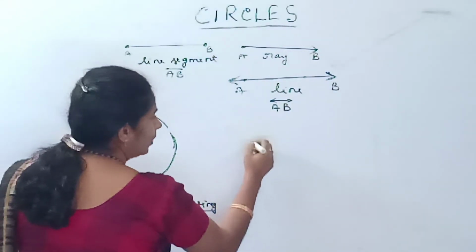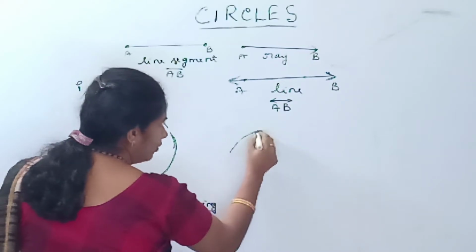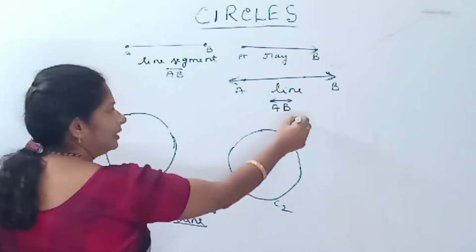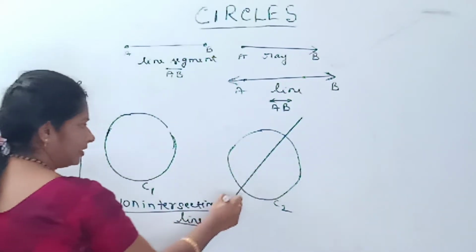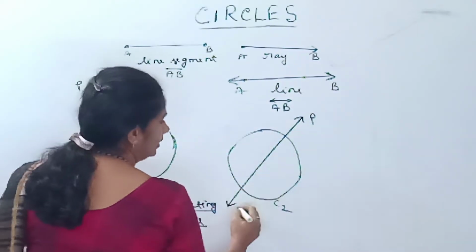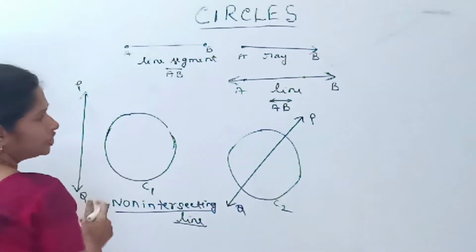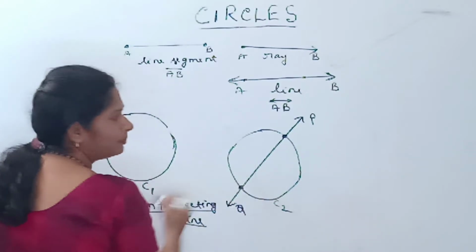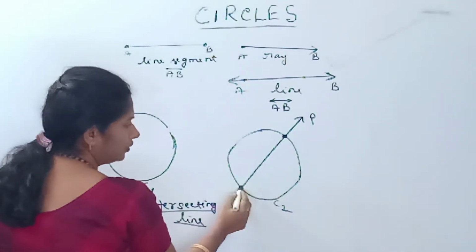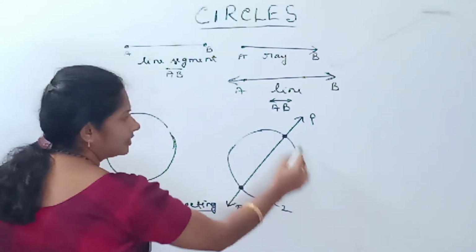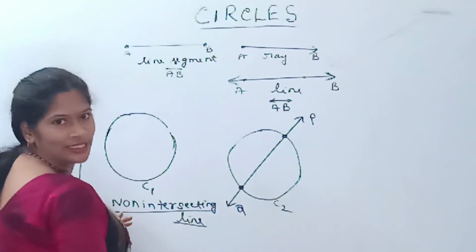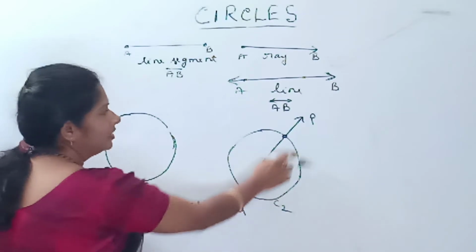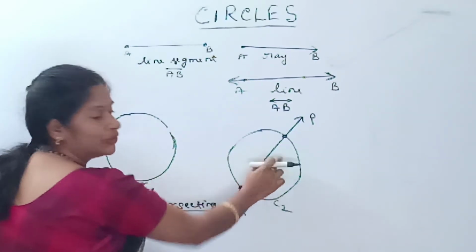Let me draw one more line like this. Let me draw one circle, C2, and one line PQ like this. Now what do you observe, children? This straight line and the circle have 2 common points, isn't it? Please observe carefully. So this line we call a secant to the circle. PQ is a secant to the circle.